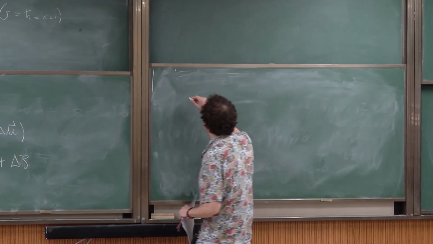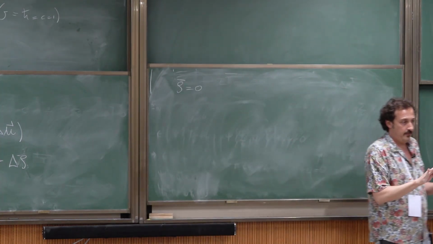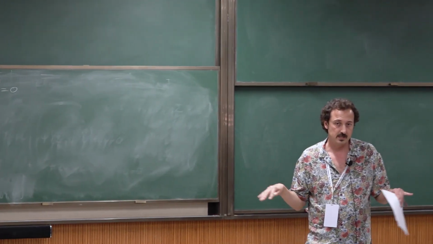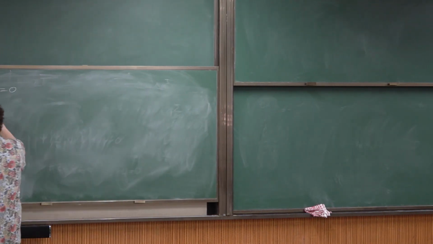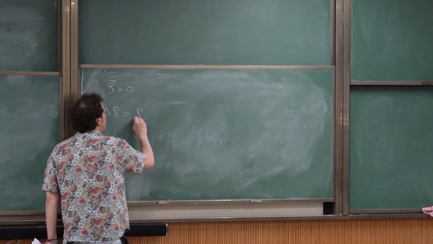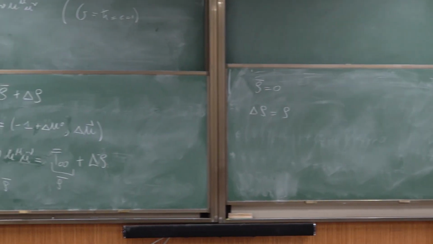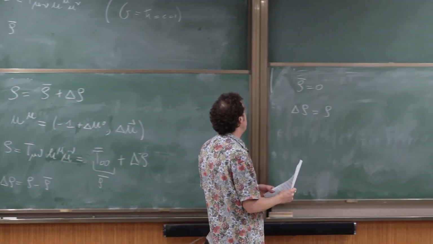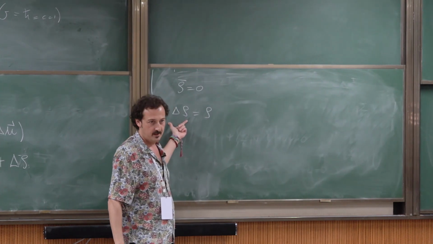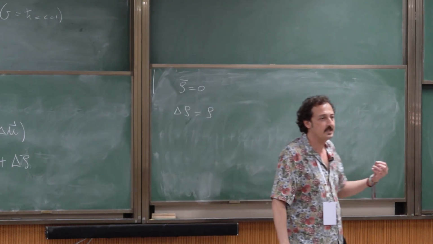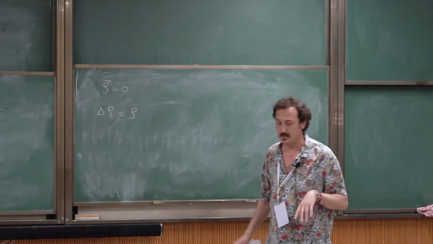That means that in that case, rho bar is equal to 0. I don't have a mean value for the overdensity, because all of it is overdensity. So delta rho coincides with rho. Delta rho was basically the inhomogeneous part, and here everything is inhomogeneous. So in this case, rho is a scalar, which is either 0 or non-zero, in the asymptotically flat case.